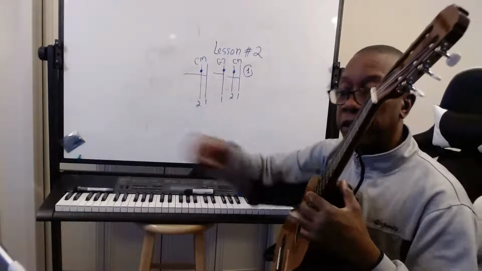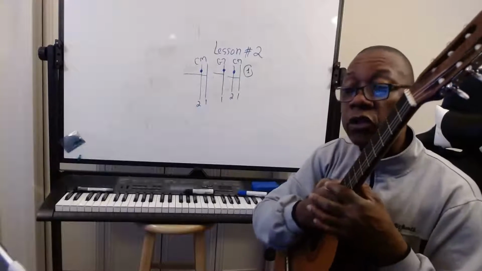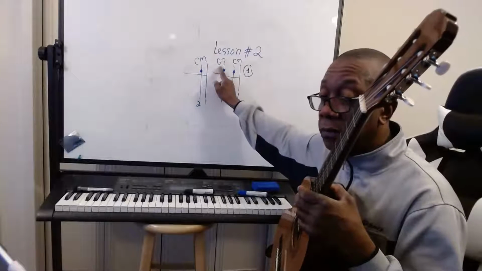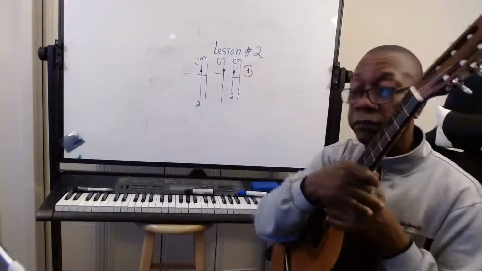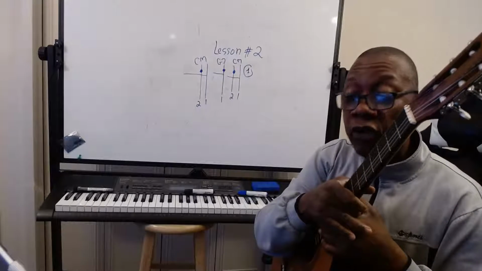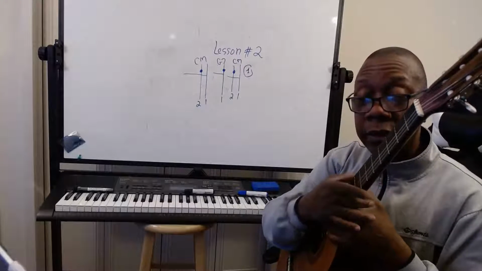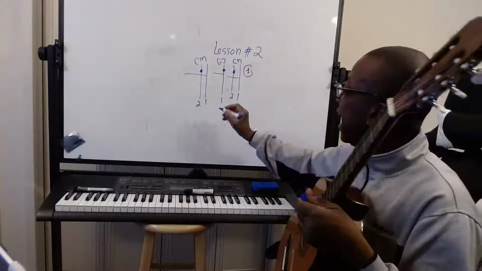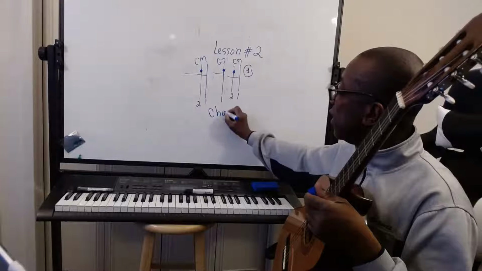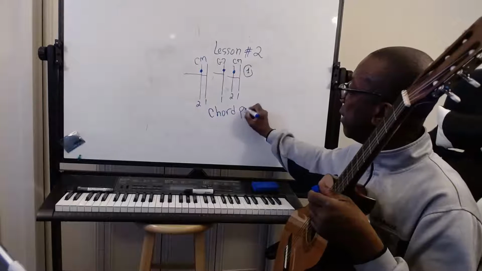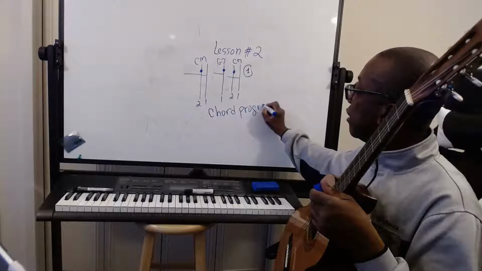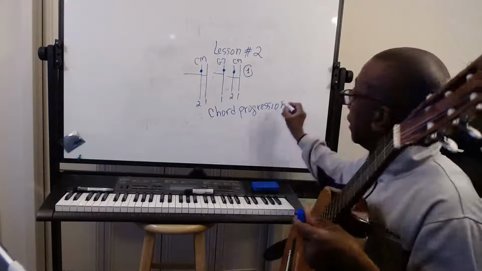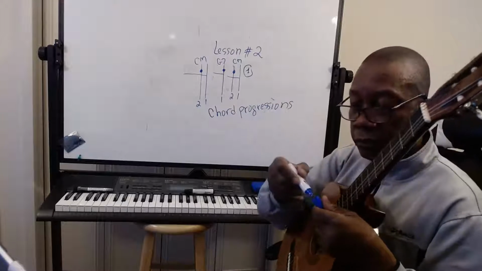They call that progression. It's moving. It does not stop on C. It goes to G7 and then it goes back to C. It's progressing. That's a nice term to know. Chord progression. Let's write it down. Chord progression. Okay, chord progressions.